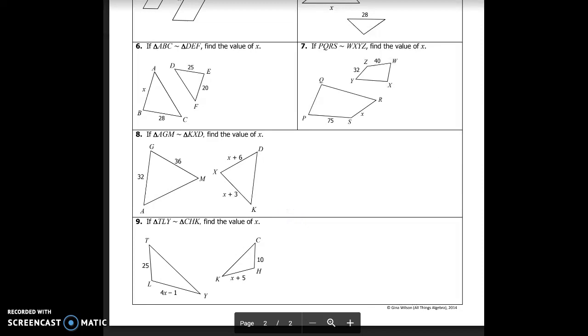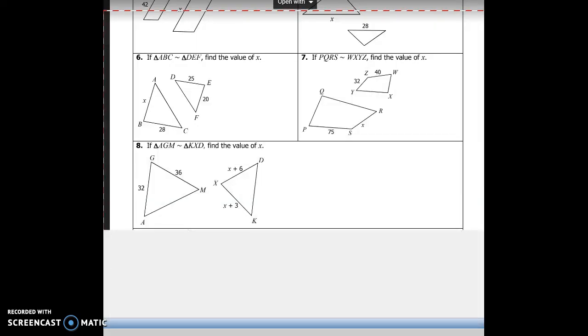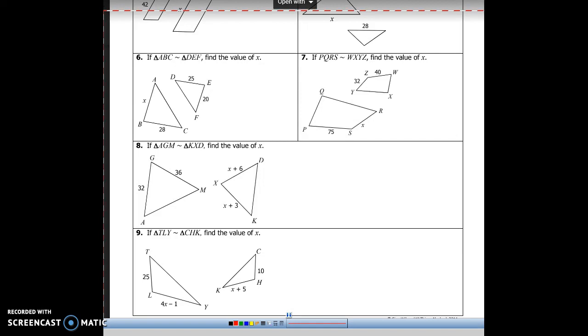Okay, and now let's look at number 8 together. On number 8, triangle AGM is similar to triangle KXD. So again, we know that in similar triangles, sides are proportional. So we're going to have to set up a proportion. So we set up a proportion with sides that we know.